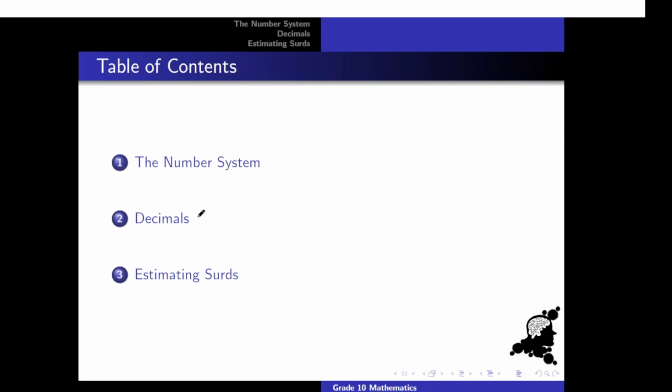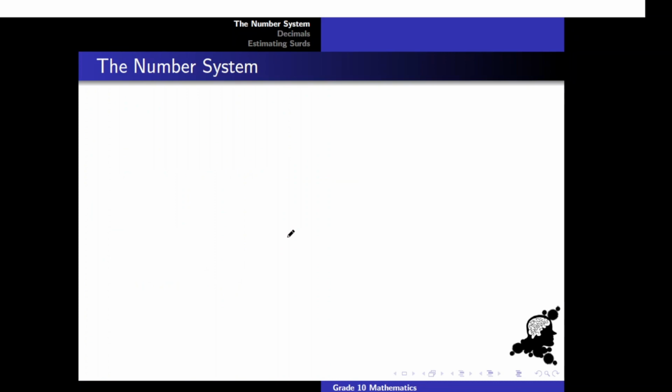We're going to have a look at decimals, so the different types of decimals that you have. We're going to have a look at how to round off the decimals. We'll also look at how to convert decimals into fractions. We're then going to have a look at estimating surds. So this is cases whereby they say to you, for example, determine between which two integers the square root of 2 lies. So without any further ado, let's get straight into it.